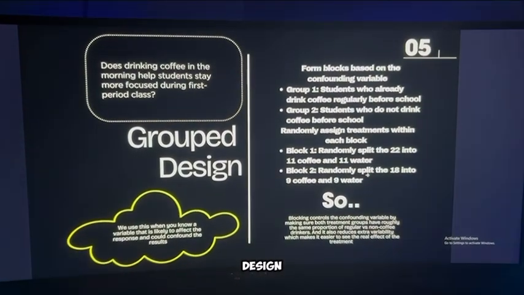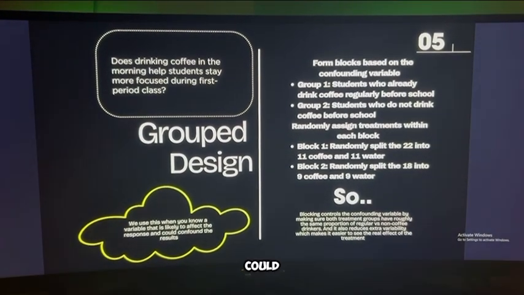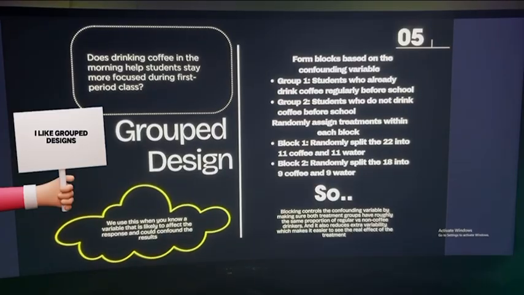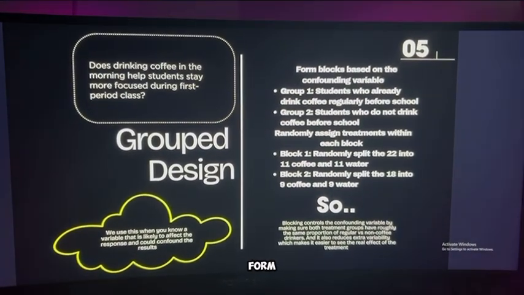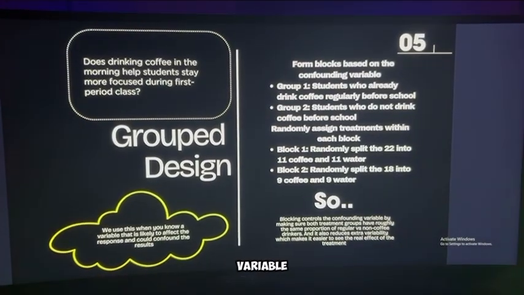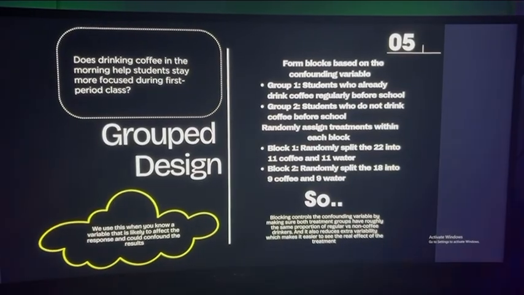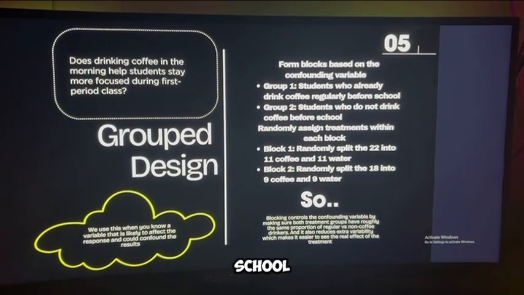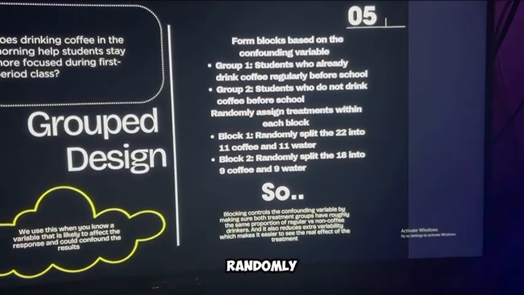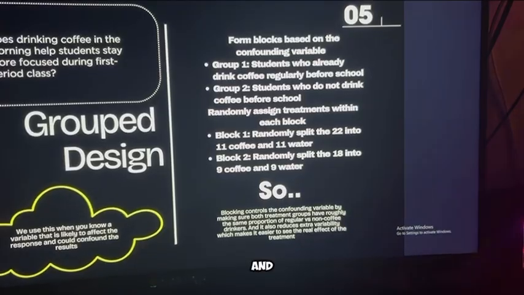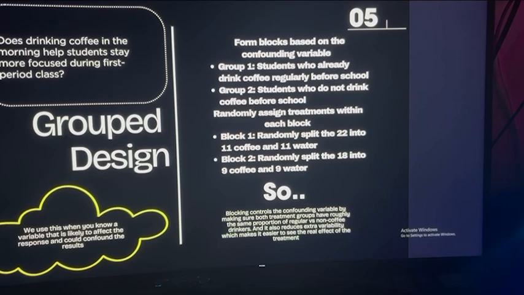For group design, we use this when you know a variable that is likely to affect the response and could confound the results. So how would you make a group design? Well, first you would form blocks based on the confounding variable. Group 1, students who already drink coffee regularly before school. Group 2, students who do not drink coffee before school. Then you would randomly assign treatments within each block. Block 1, randomly split the 22 into 11 coffee and 11 water, and Block 2, randomly split the 18 into 9 coffee and 9 water.